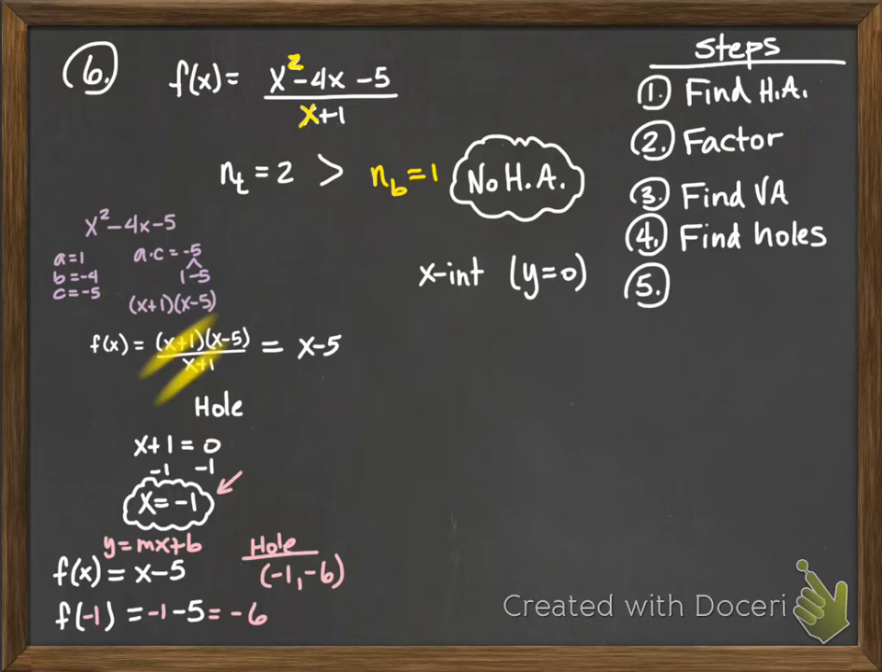In this case, we could use either one of these equations, but I would just use our simplified one. So we're going to say f of x equals x minus 5. But now our y is 0, so 0 equals x minus 5. If we solve, we add 5, and x equals 5. So our x-intercept is 5.